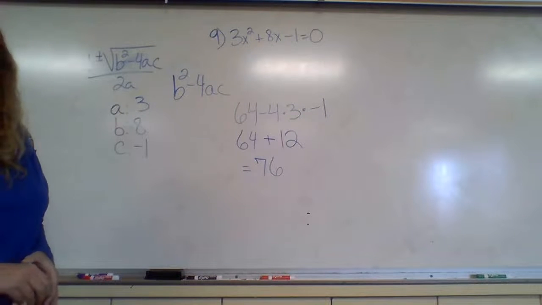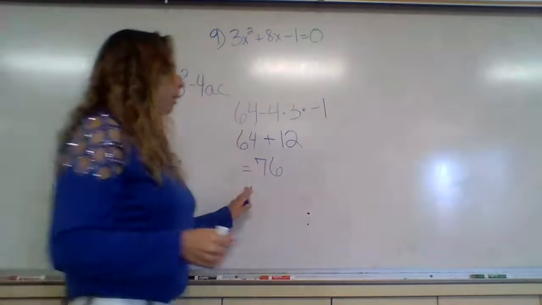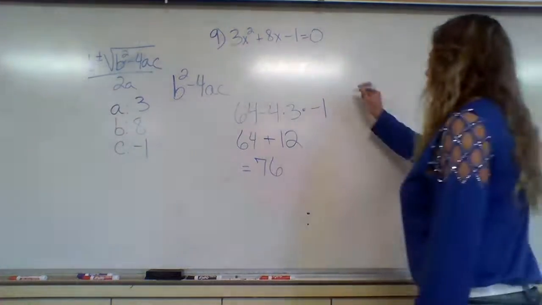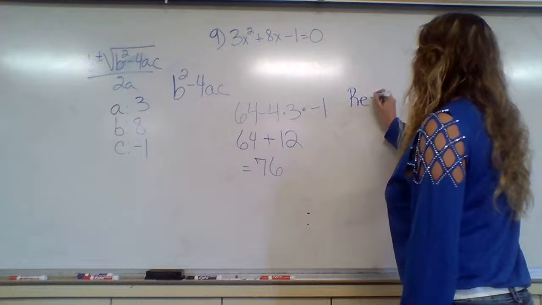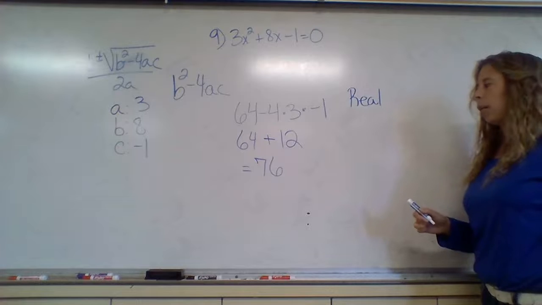I don't think that's the problem I meant to put on there, but oh well. So then 76, it's positive, which means it's going to be real. So then is it rational or irrational? Is it a perfect square or not?